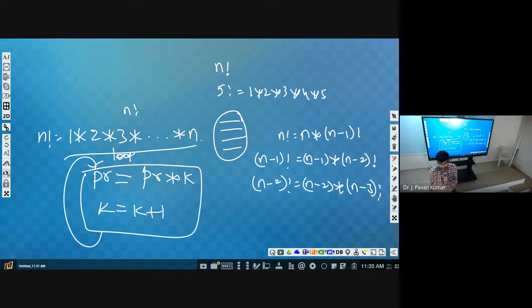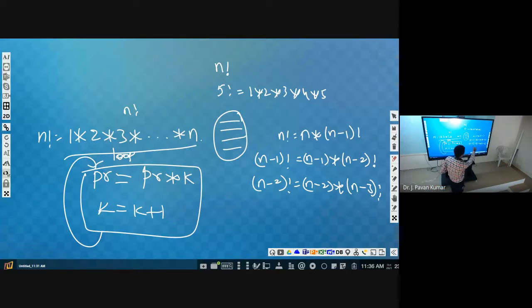Now we are substituting in the same formula. The n value we consider as n minus 1, so we get this. Next, we consider n as n minus 2, then we get this. So, in order to find n factorial, how many times do we need to keep on substituting like this? n times, until we get 1 factorial, which is known to us as 1. Even 0 factorial is 1. Until we reach that, we can repeat this.